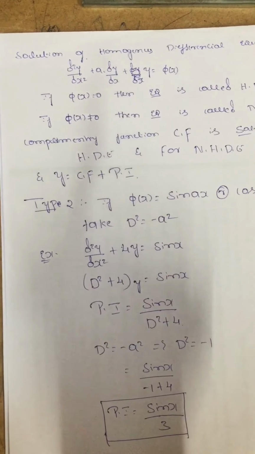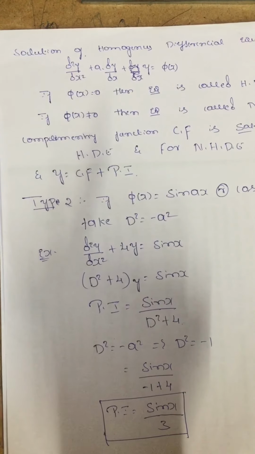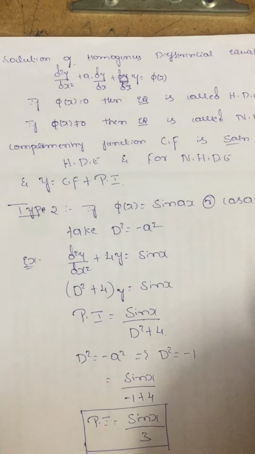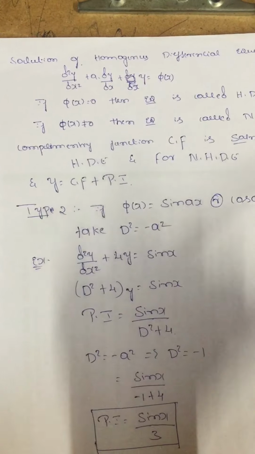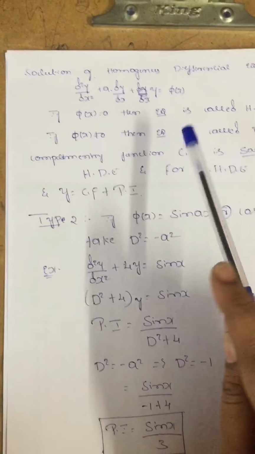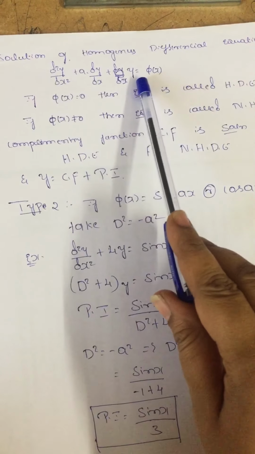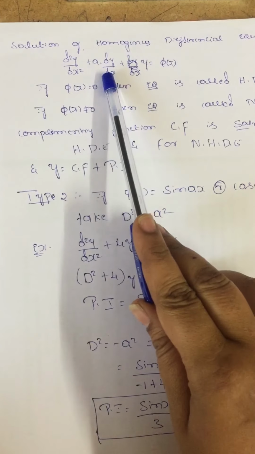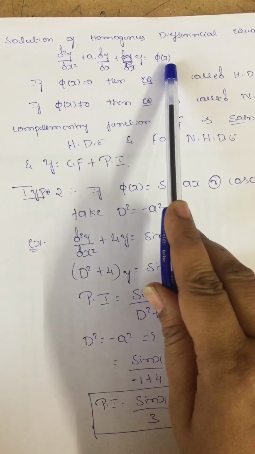Hello, dear students. In the last class, we discussed how to solve homogeneous and non-homogeneous differential equations. This is the continuation of that. First, the difference between homogeneous and non-homogeneous: the differential equation is in the form d square y by dx square plus a1 into dy by dx plus a2 y is equal to phi of x.